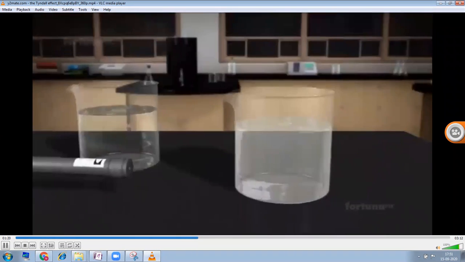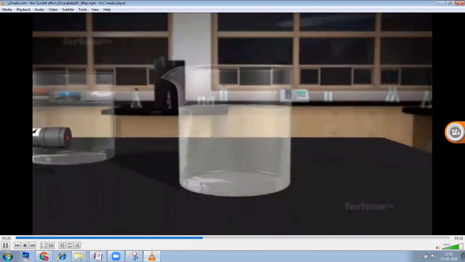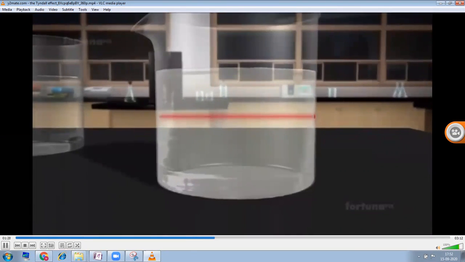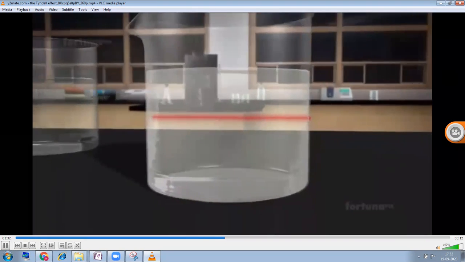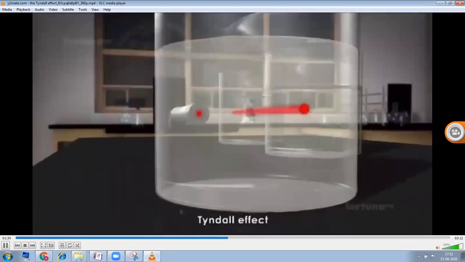Finally, we'll shine our laser through the third beaker, which has milky water. In this case, we are able to clearly see the light beam as it passes through the liquid. This appearance of a light beam passing through a liquid is the result of the Tyndall effect.